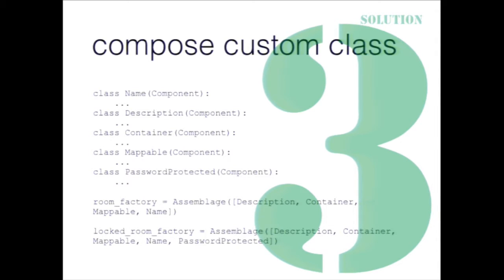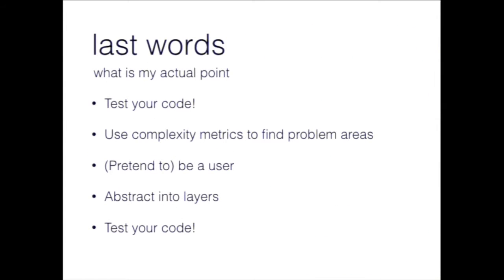To make state classes that are almost the same, you just define them with almost the same component set. So what I did here was I said, well, a room is a thing that has a description. It can contain things. It could connect to other rooms. It has a name. And if it's locked, then it also has a password-protected component. And that's it. They will behave exactly the same except for that password behavior.